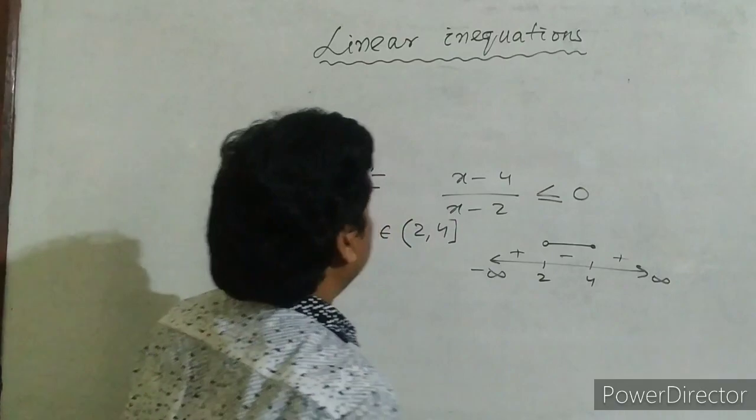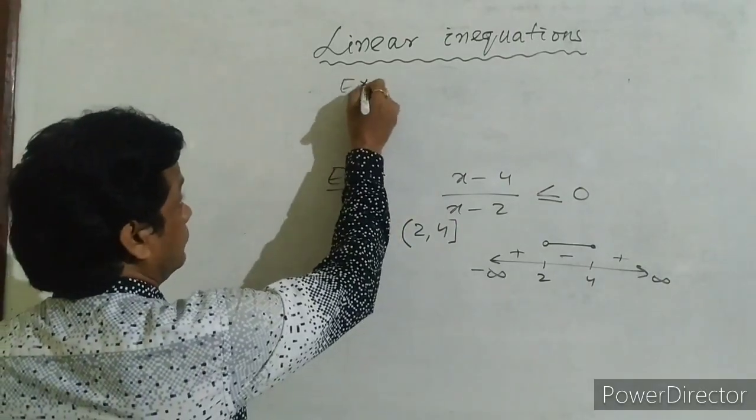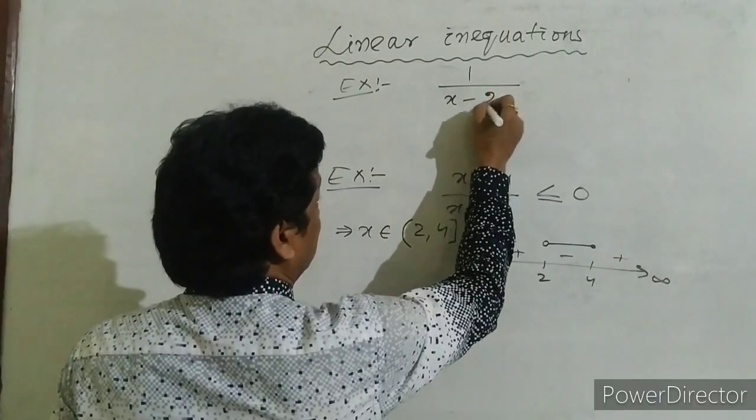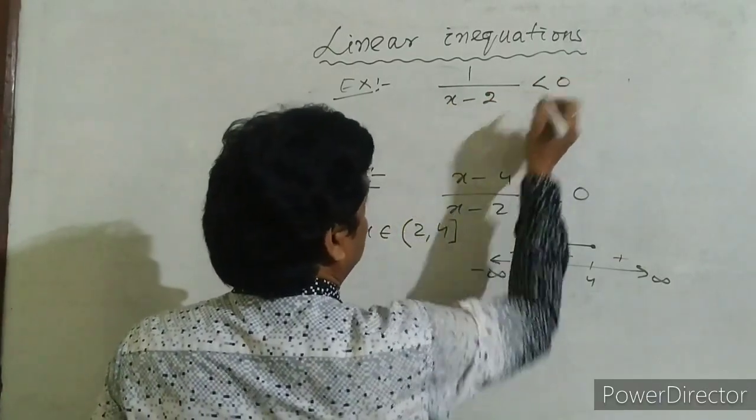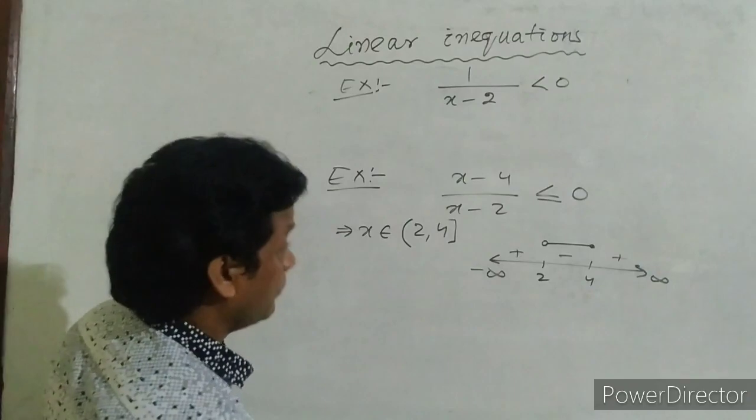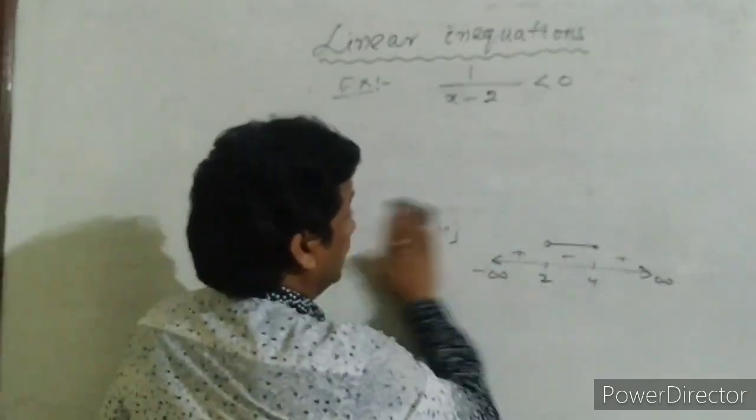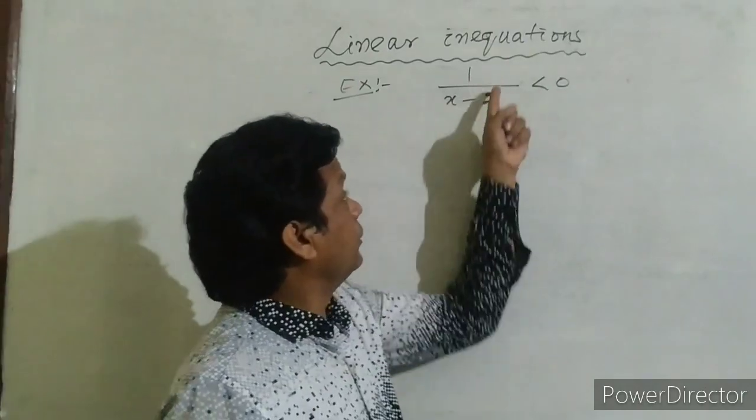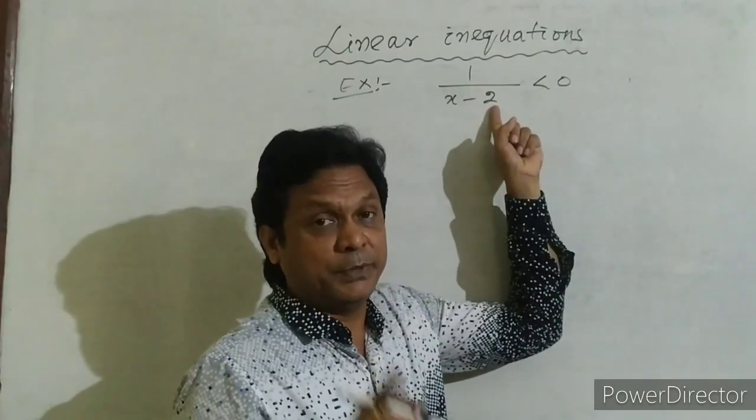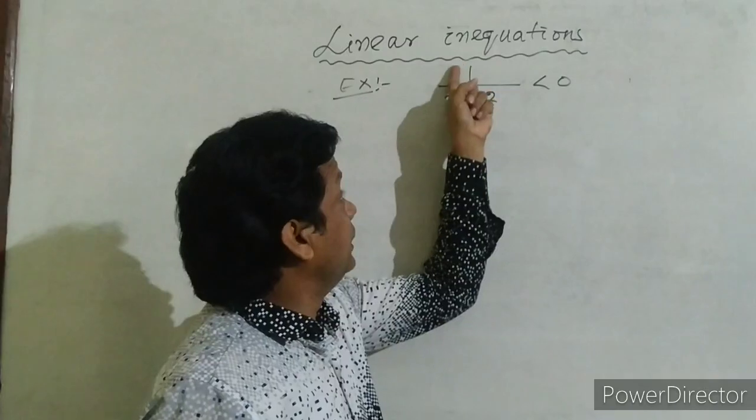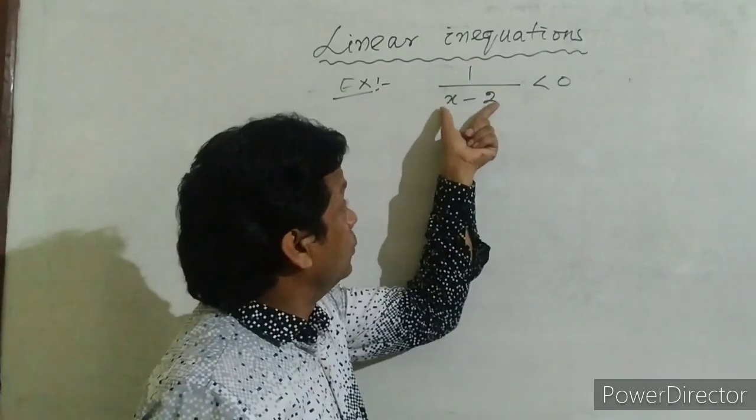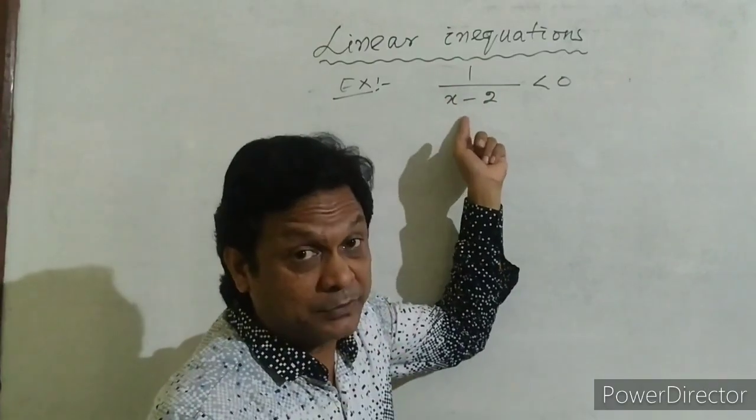And see another example. 1/(x - 2) is less than 0. And I have told you, less than 0 means negative. And under what condition will P by Q be negative? When P and Q are of opposite sign. Here, in the numerator there is 1. 1 means it is positive. So Q, that means x - 2, must be negative.